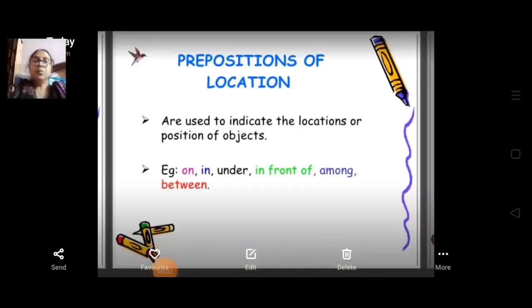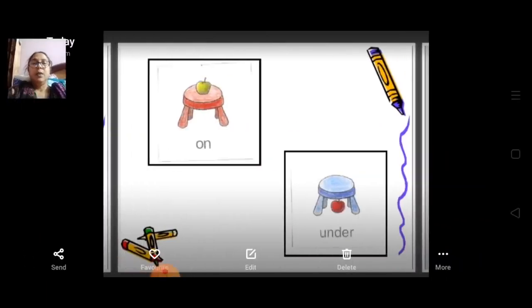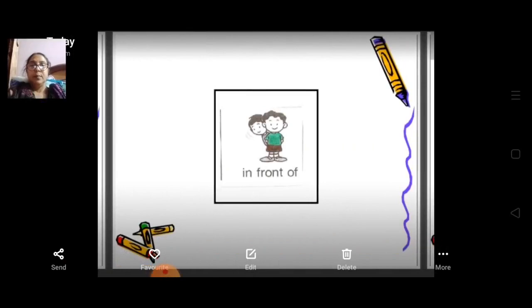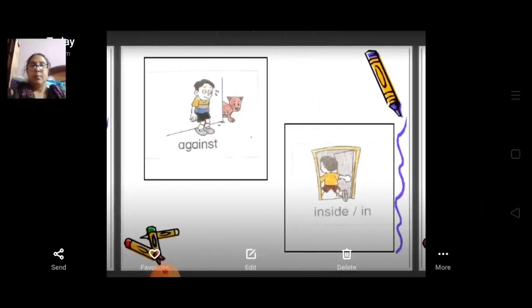Now let's learn about more prepositions of location. Here you can see the apple is on the stool. In this pic you can see the apple under the stool. This boy is standing in front of another boy. Against, it means the dog is coming out against that boy. Inside, or in, if the noun or pronoun is in motion and it is going inside that room or anywhere, so we can say inside.